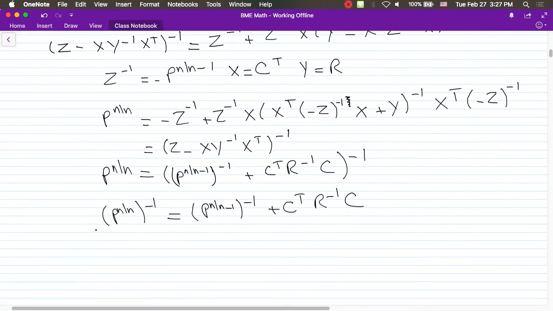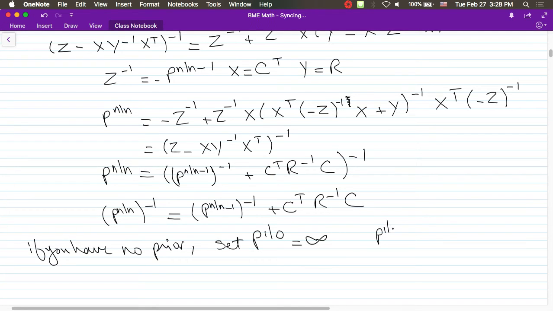Why is this useful? If you have no prior, what you do is that you set P of 1 given 0 to infinity. So I have absolutely no idea of what the initial state of my system should be. What that means is that my uncertainty is infinity. Then P of 1 given 1 is going to be equal to C transpose R minus 1 C.